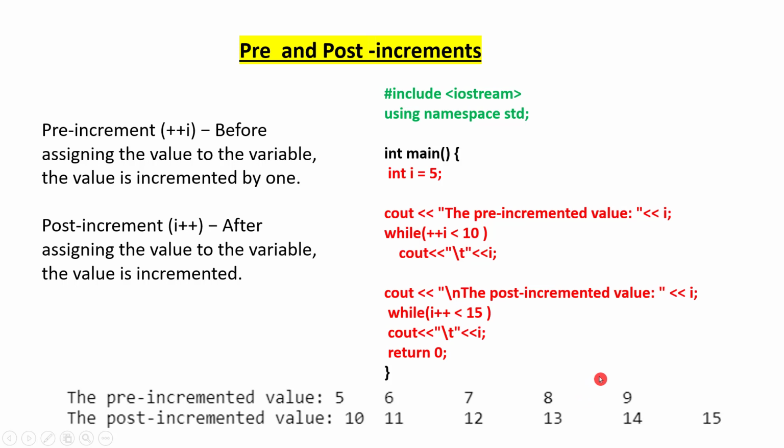Okay. And in the case of cout, the post incremental value, while I plus plus is less than 15, cout I. So we are defining I plus plus, that means post increment. After assigning the value to the variable, the value is incremented.